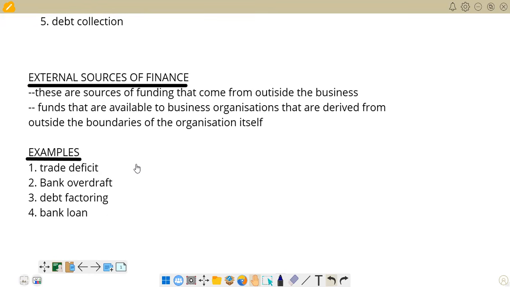So on trade deficit, generally what it means is we are buying goods on credit from our suppliers. It means we are owing them money. So when we delay payment of those goods that we are buying on credit from our suppliers, that is what we call trade deficit. During the period that we've delayed to pay, that money can be used alternatively for the funding of the operation of the business. So this is what we call trade deficit.